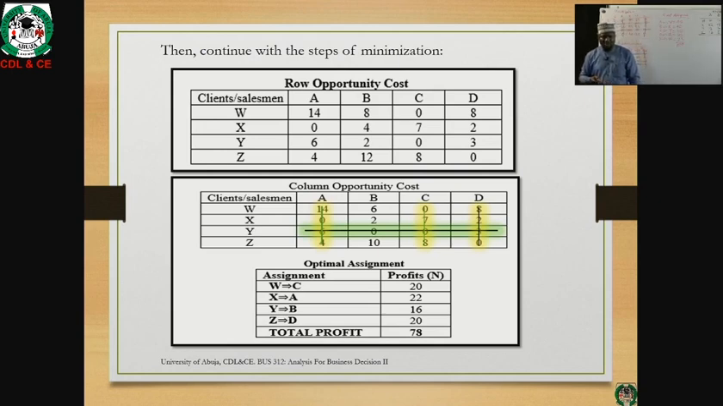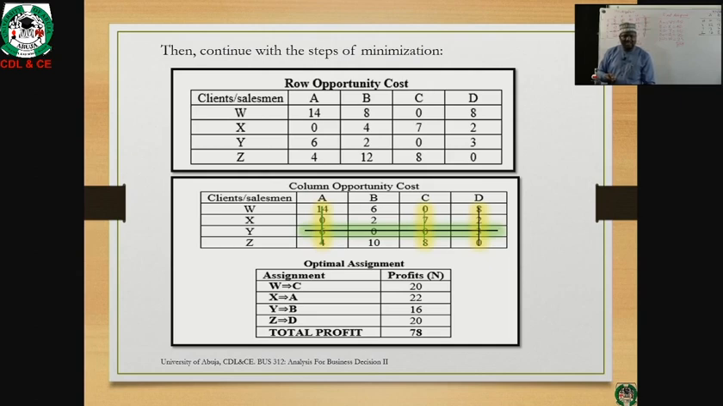Similarly, you go to Y row. If you look at the Y row, we have 2. So you leave that for now. But because you are giving X to A, then you must cancel this 0 that is on YA. So Y is left with only what? C. C also had been given. If I'm not mistaken, is that 0 or 6? Not sure yet. So Y should be given to B.